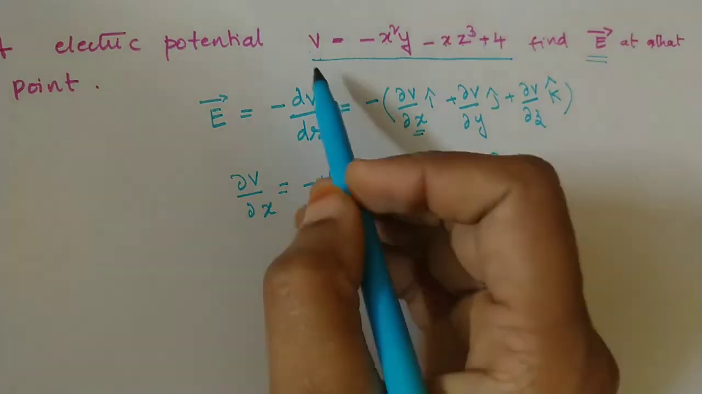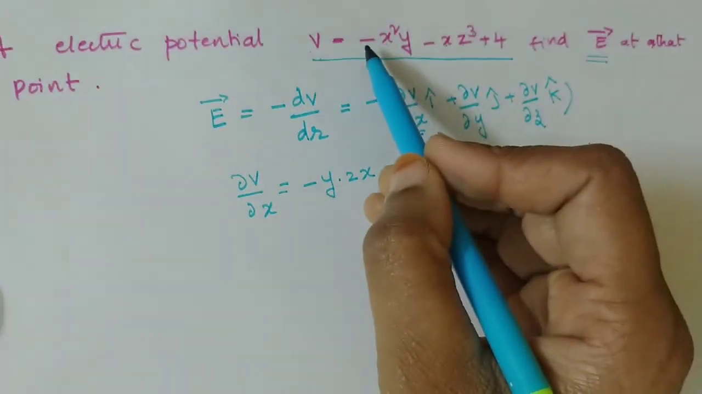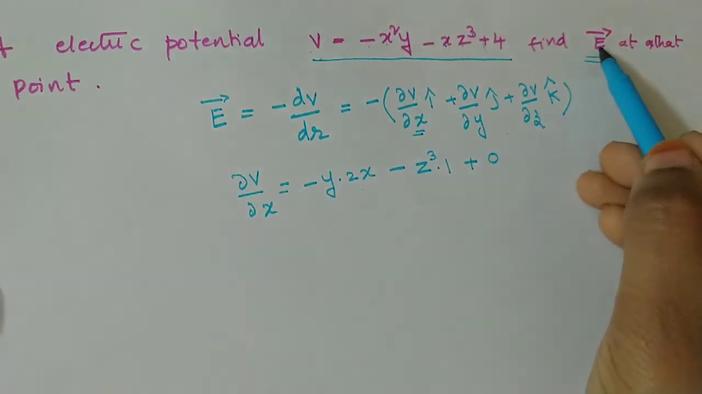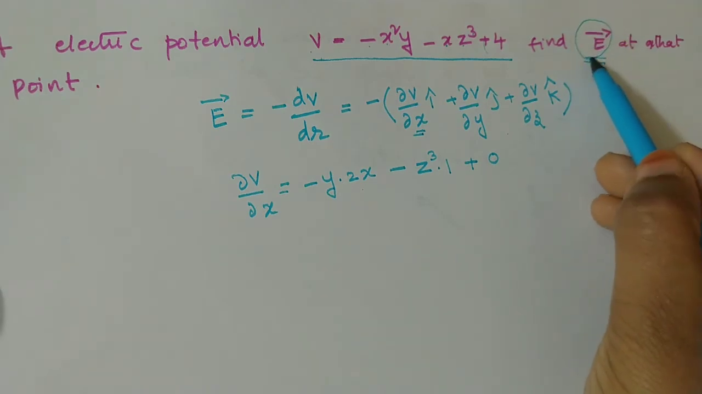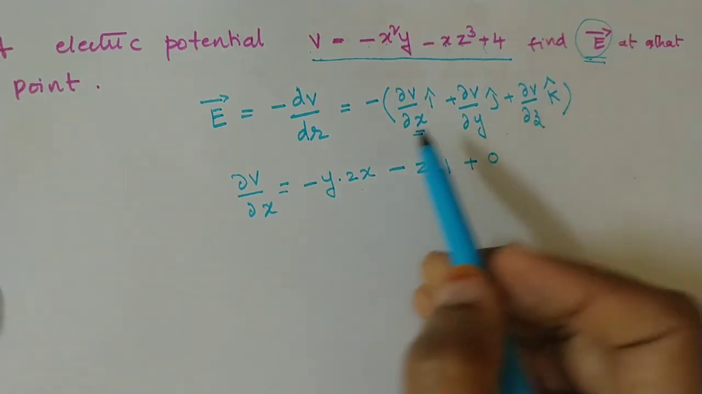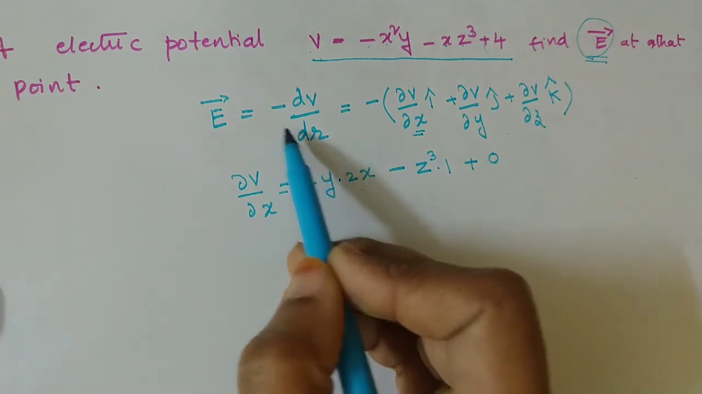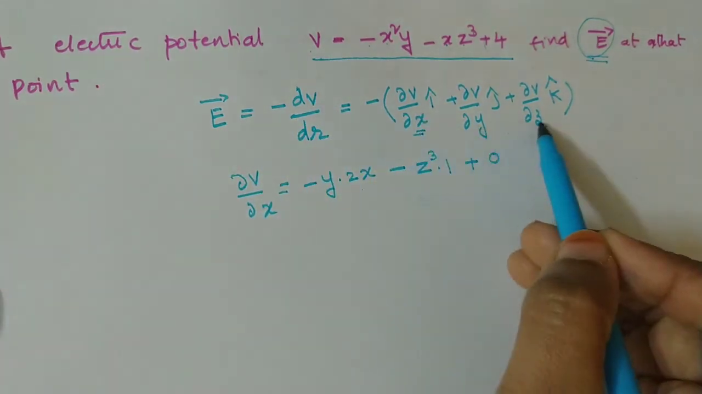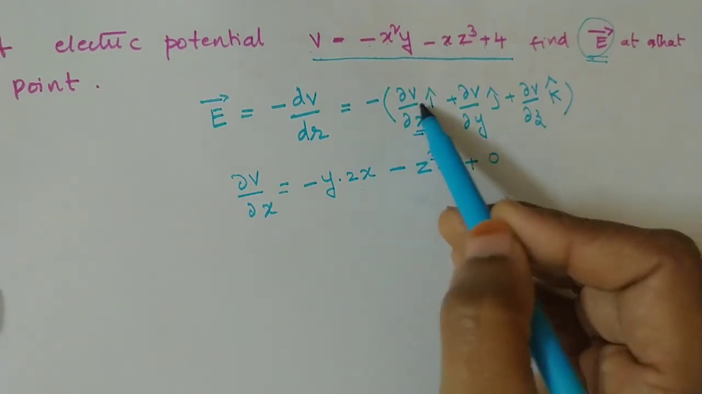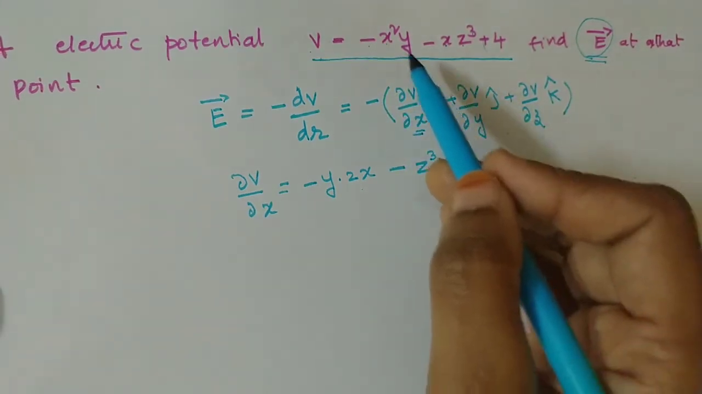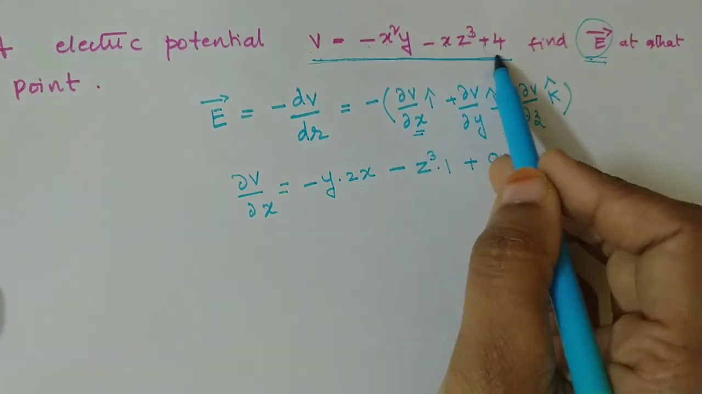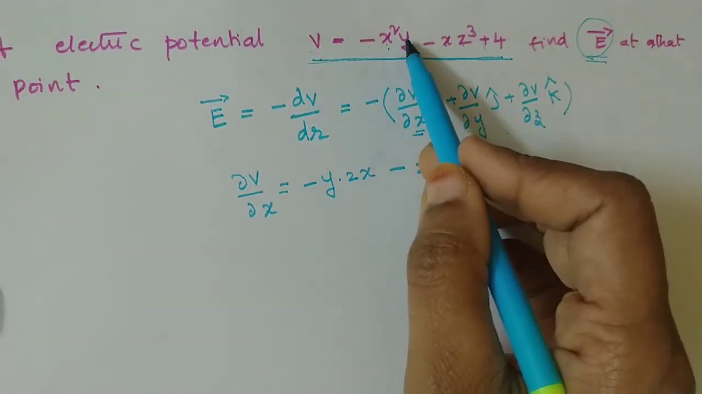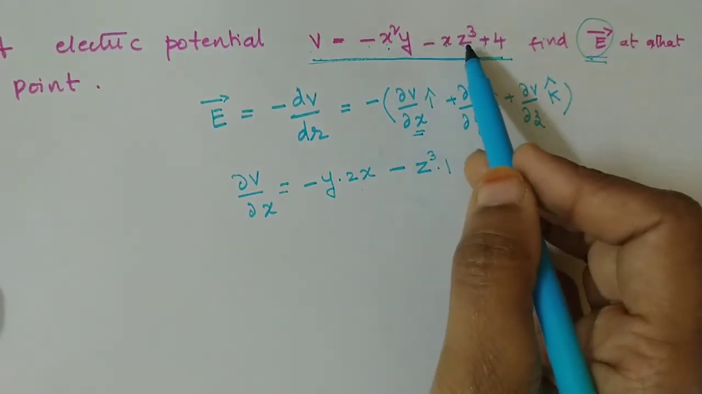Now coming to this question, it is said that potential is varying according to the relation minus x square y minus xz cube plus 4, and you need to find out the electric field at that particular point. And we know the relation between electric field and potential is E is equal to minus dV by dr. If I write it in x, y and z components, we have to go for partial differentiation. Now let us see how to differentiate this with respect to x. When you are differentiating the relation with respect to x, y and z are considered to be constants.